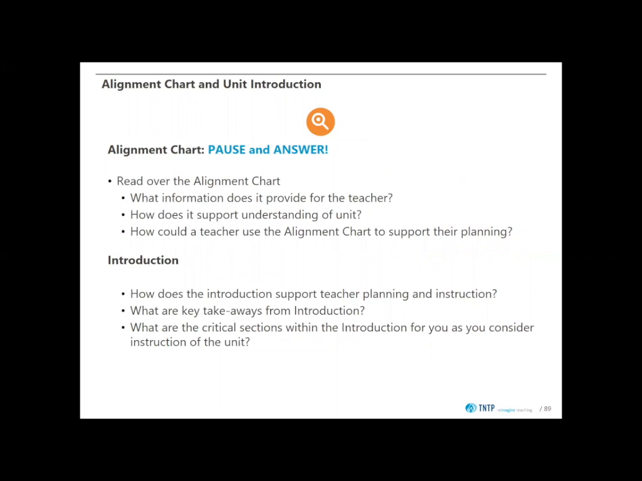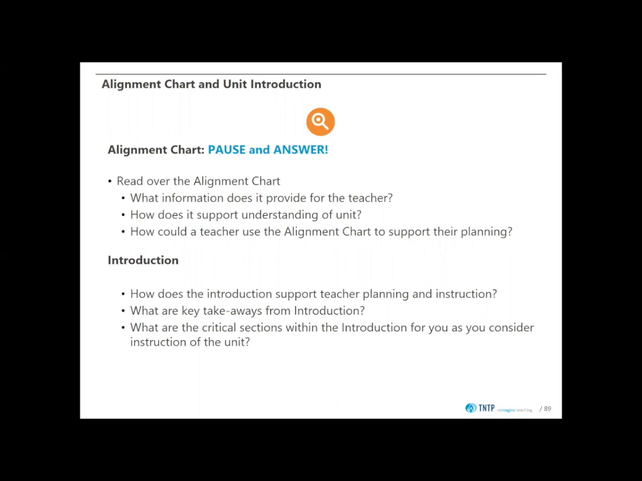So we're going to pause at this point and answer, and you're going to need to reference your handouts at this point. The handout's labeled slide 89. Please take a look first at the alignment chart. Read over it and answer: What information do you get from the alignment chart? How does it support understanding of a unit? And could a teacher use this alignment chart to support their planning?